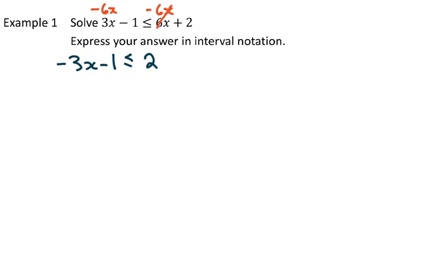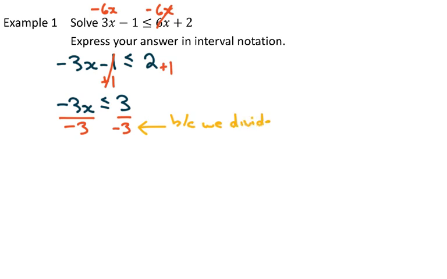Continuing on, trying to isolate the x, I'm going to add 1 to both sides, which gives me negative 3x is less than or equal to 3. And the last step would be to divide both sides by negative 3. Because we divided by a negative specifically, the inequality is going to flip directions.